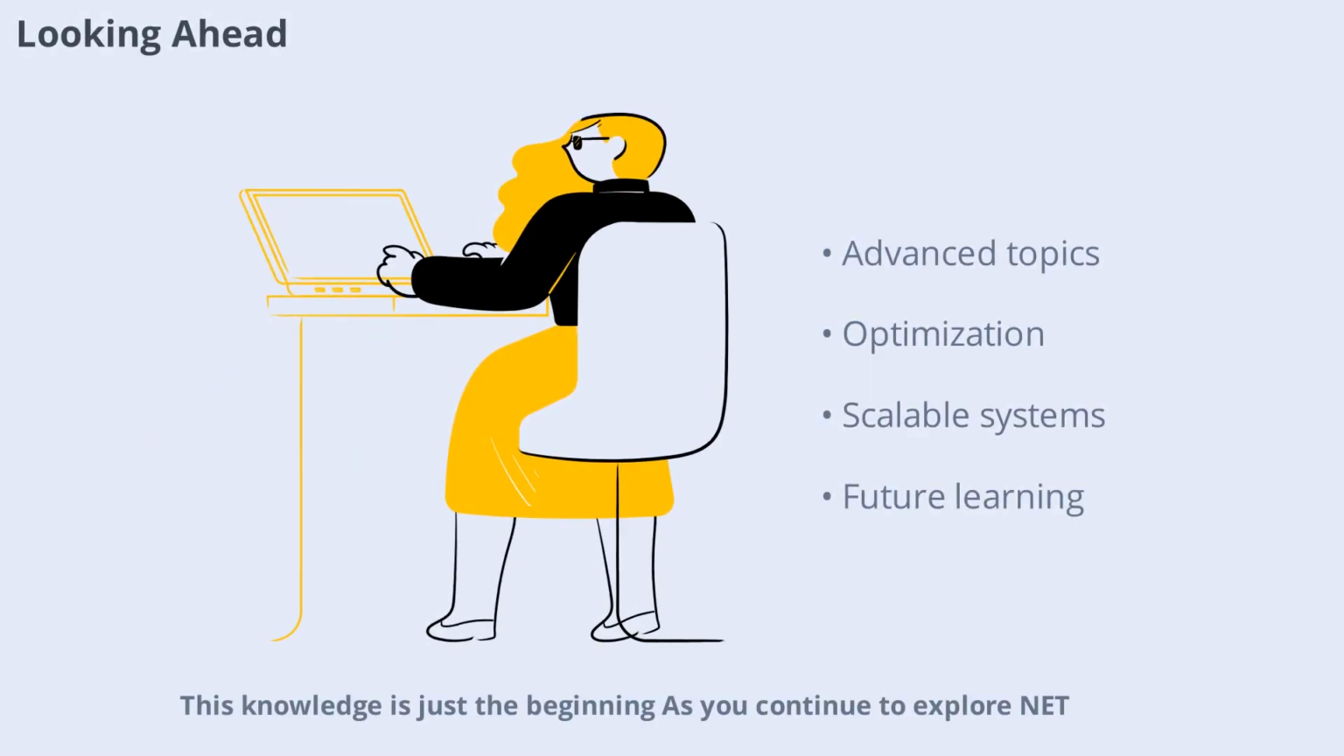As you continue to explore .NET, you'll discover even more ways to optimize your code, handle complex scenarios, and build scalable systems. The execution pipeline is a foundation for advanced topics like performance tuning, security, and concurrency. Stay tuned for deeper dives into C# programming and .NET architecture in future videos.